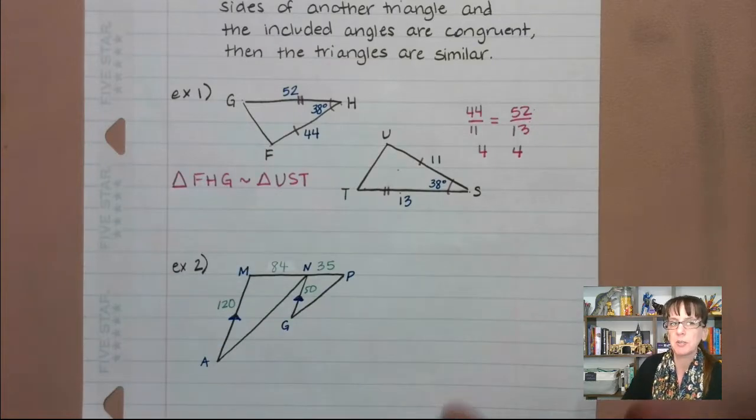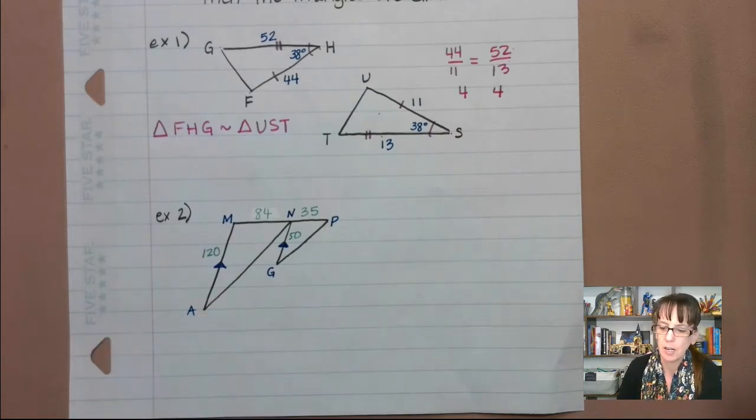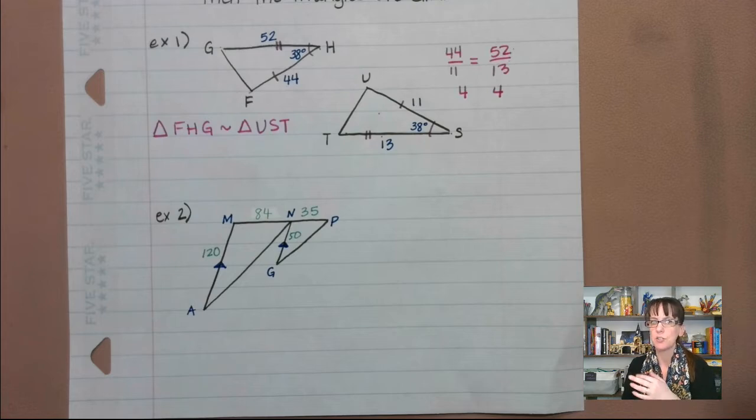All right, example number 2. Let's take a look at this guy. So we have these two triangles, and we want to see if they're similar by side, angle, side. Now, the first thing I notice is there's not 3 sides there, so it can't be side, side, side. And in this case, I'm not given 2 angles.